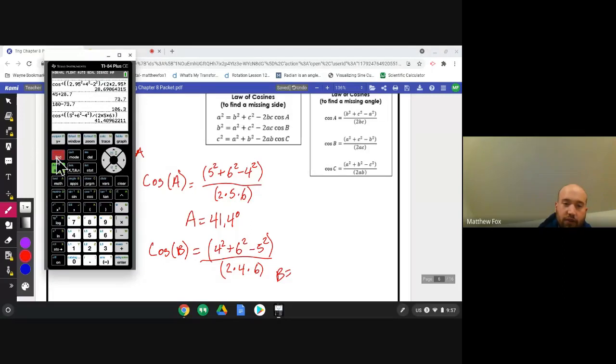Okay, so same thing, we start with second cosine, then put another parenthesis, and we'll do 4 squared plus 6 squared minus 5 squared, and then close your parenthesis, divided by, parenthesis again, 2 times 4 times 6, close the parenthesis, close it for the cosine, hit enter. We get 55.77 here. Now we are going to round to the nearest tenth, so 55.8 is what we will get.